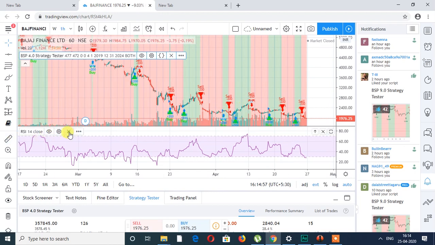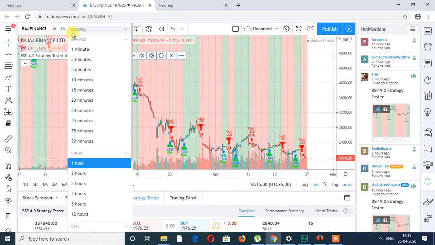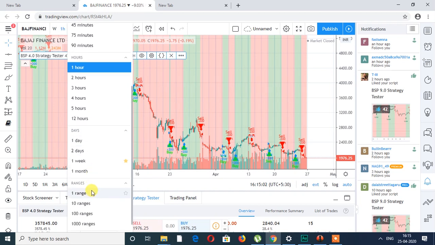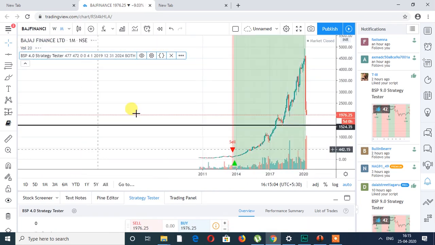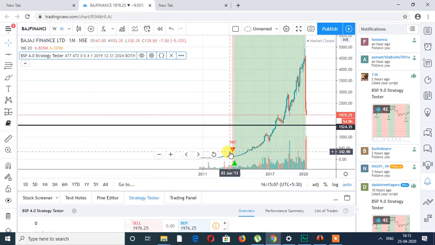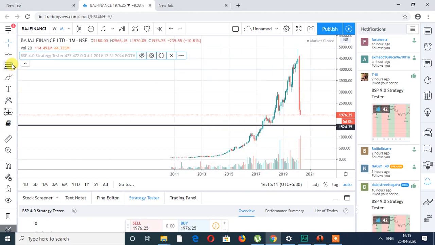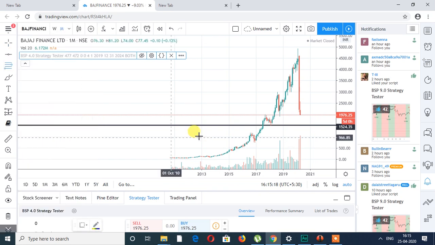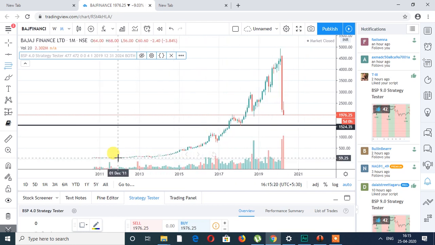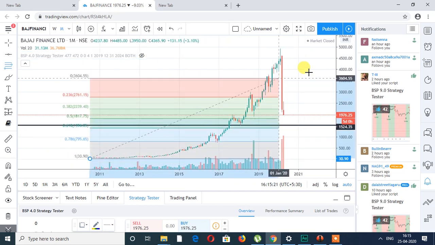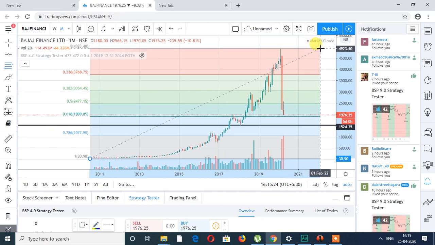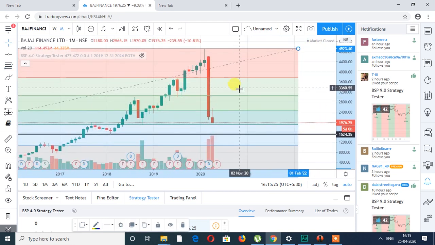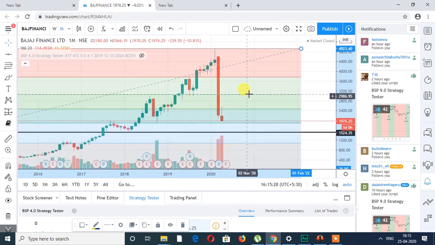Now to check out the levels, I load a monthly chart. When I load the monthly chart, I use a tool called the Fib retracement. Now I load this. When I load this, you can see the different levels.